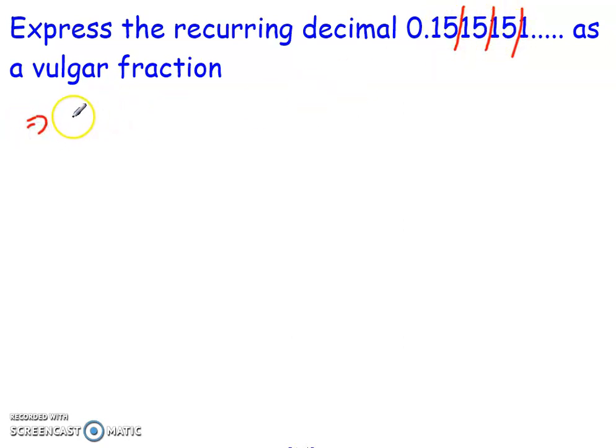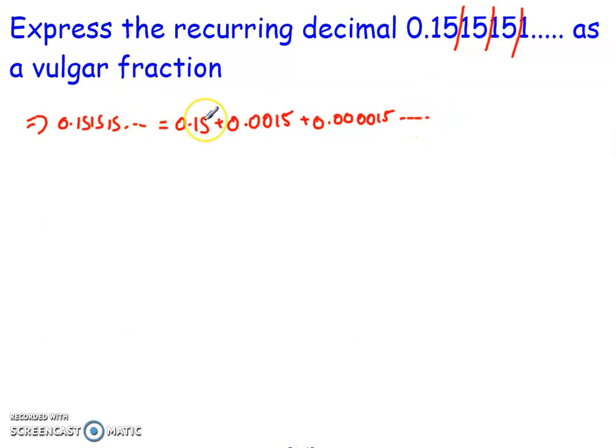So what I'm able to then do is say, fine, 0.151515 continuing on can be written as 0.15 plus 0.0015, then plus 0.000015, and continuing on. So I'm going to add that on every single time as it goes. Now let's imagine I'm looking at this in terms of a geometric series. If this was a geometric series, so I know my generalized term is un equals a r to the n minus 1, I'd be able to say that a would be equal to 0.15.